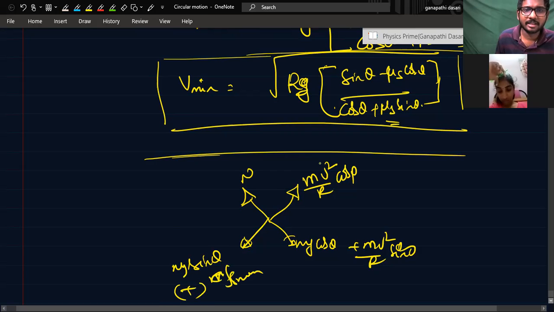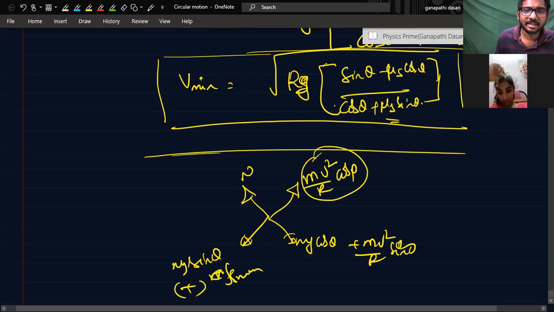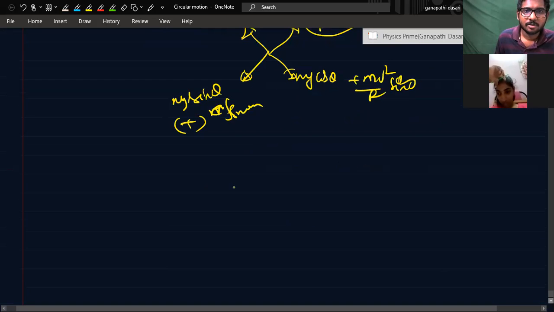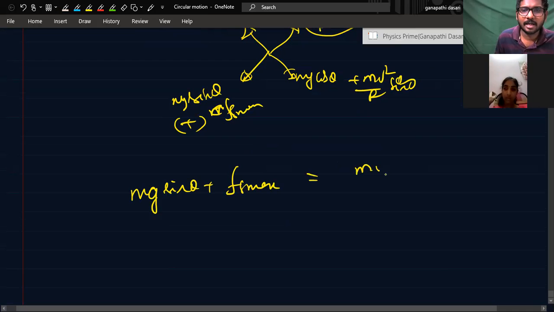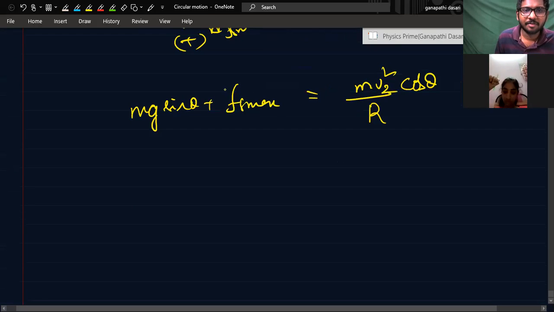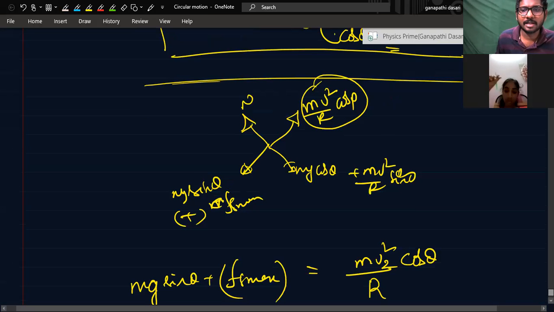Here for V max you are taking, upward will be higher, so friction will be acting downwards. So simply here, mg sin theta plus fs max is equal to mv2 square by r into cos theta. But here fs max is mu into N, and N is nothing but mg cos theta plus mv2 square by r sin theta. Got it?